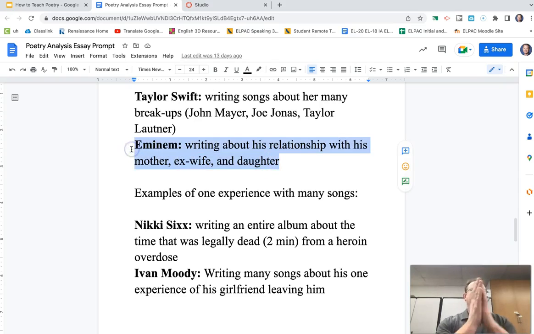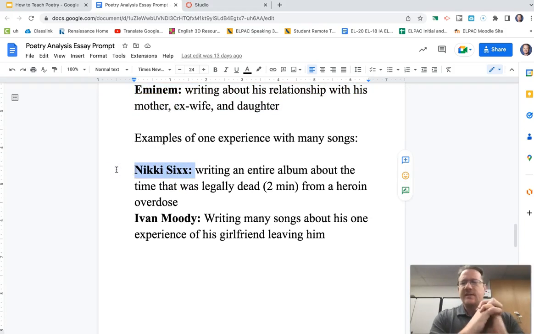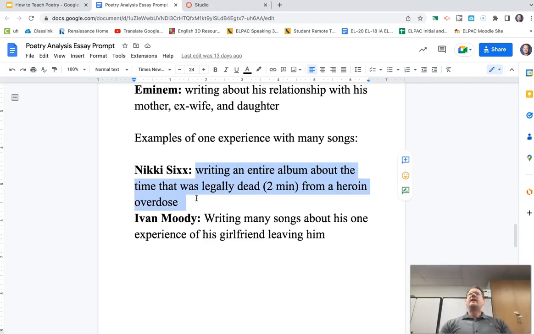Eminem, if you know Eminem, he writes a lot about his relationship with his mother, his ex-wife, and his daughter. So maybe their three body paragraphs will be one song about his mother, his ex-wife, and his daughter. Or if you know Motley Crue, Nikki Sixx was pronounced legally dead for 2 minutes from a heroin overdose, but then he woke up, and so he wrote an entire album about that experience. So I tell the students they can write three different paragraphs about three different experiences, or three paragraphs about one experience, just a different song to reflect that.